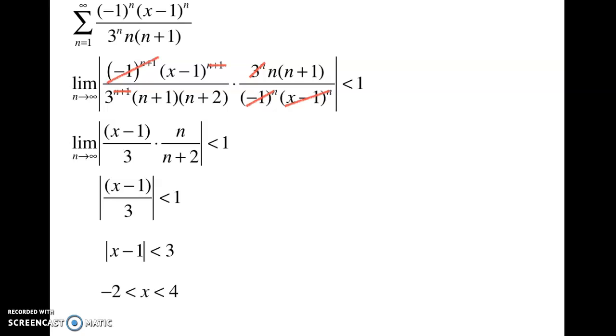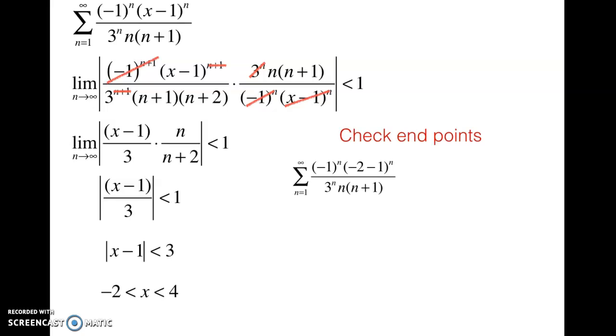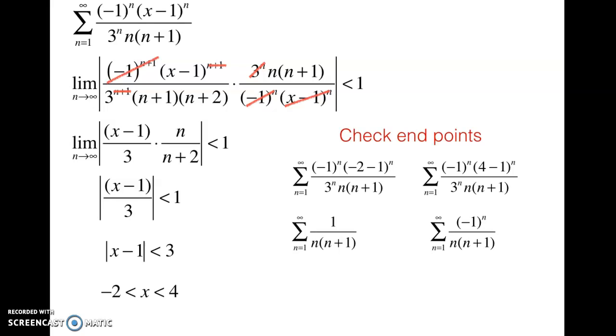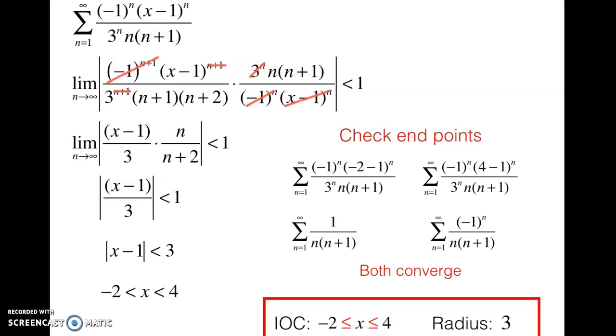When we solve, we get an interval of convergence of negative 2 less than x, which is less than 4. Check the endpoints by plugging negative 2 and positive 4 into the original series. Simplify as much as I can. Both converge, one by the alternating series test and the other as a series with n squared, using either the comparison test. Therefore, the interval of convergence is between negative 2 and positive 4, inclusive, and the radius is 3, because the distance between is 6 and the radius is half of 6.